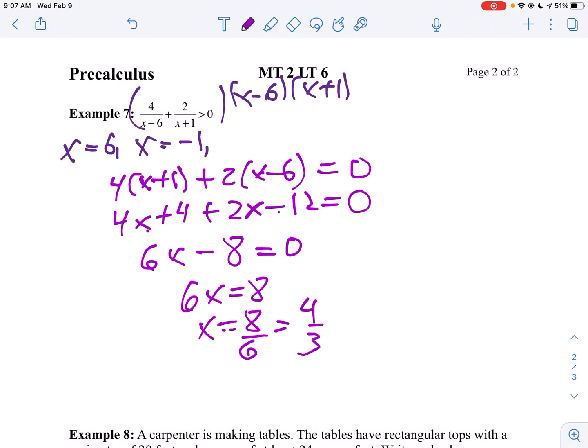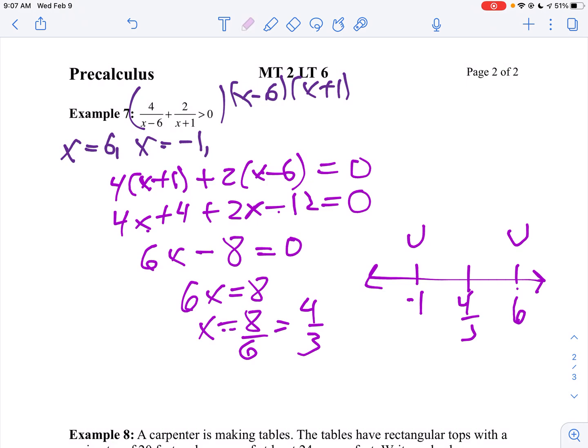So now I'm going to make my sign chart. I'm going to have 3 points in my sign chart. That is, I'm going to have -1, and I'm going to put a U here for undefined, because I know we're not going to include -1. I'm going to have 4/3, and I'm going to have 6. So I'm going to have 4 parts of my graph, and once again, I know it's undefined at 6, so I can't include 6 in this part.